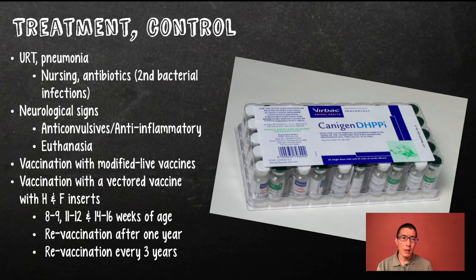The main control for distemper is through the use of vaccination. There's a very good vaccine available, and canine morbillivirus is a component of the routine 5-in-1 vaccine that is used to vaccinate dogs on a regular basis.